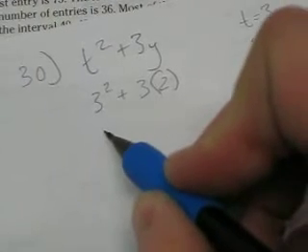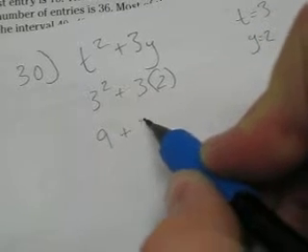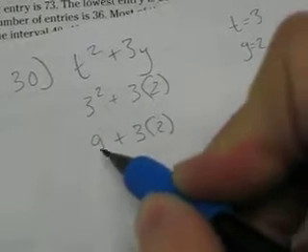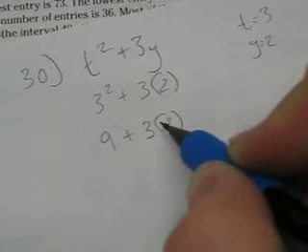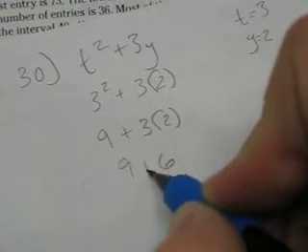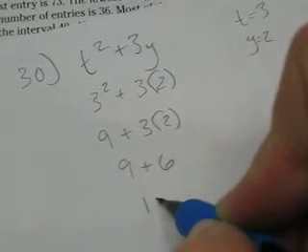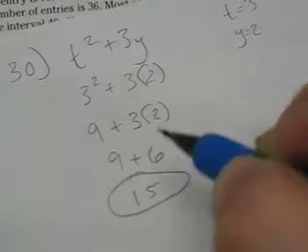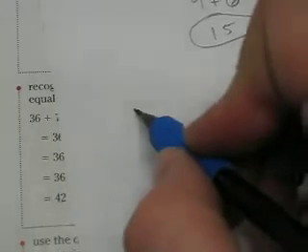3 squared is what we'll do first because of exponents. And then I'm going to bring down the rest of what we're looking at. Okay, then we have addition, we have multiplication. 3 times 2 gives us 6, and 9 plus 6 gives us our answer of 15 for number 30.